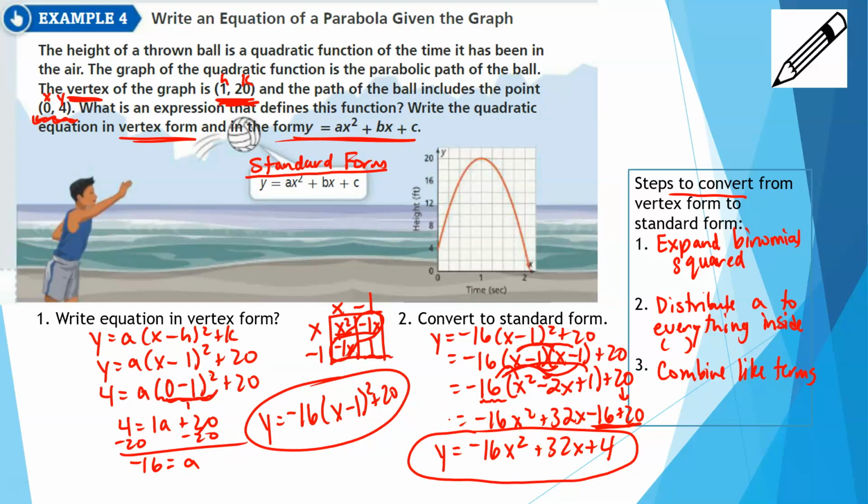Remember, when we convert, that means it's a different way to represent the exact same thing. So this vertex form, negative 16 times x minus 1 squared plus 20, would actually give me the exact same graph as y equals negative 16x squared plus 32x plus 4. And both of these versions have their advantages and disadvantages, so that's why we need to learn both.